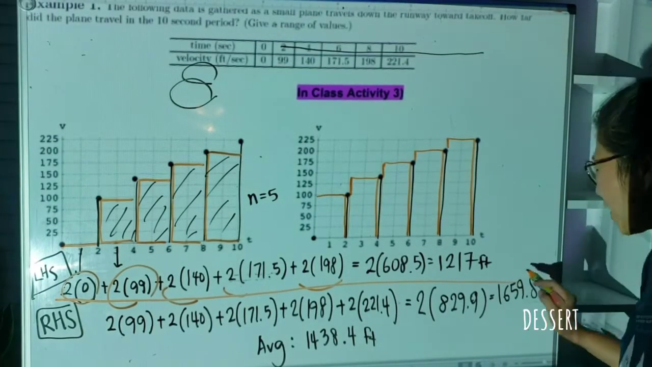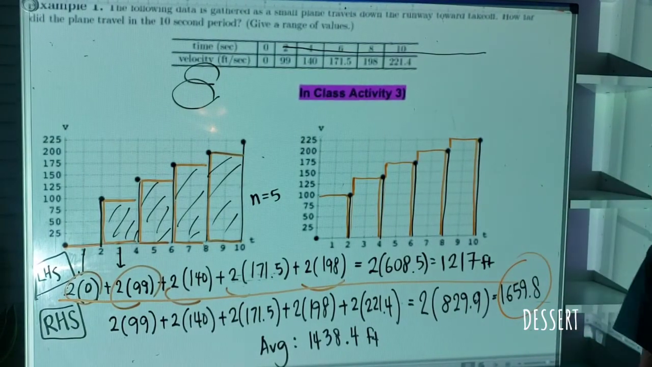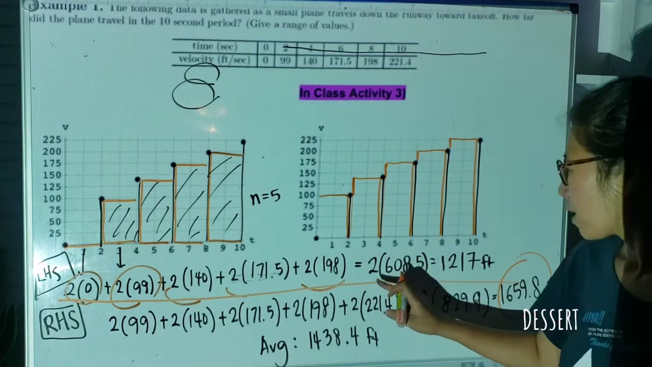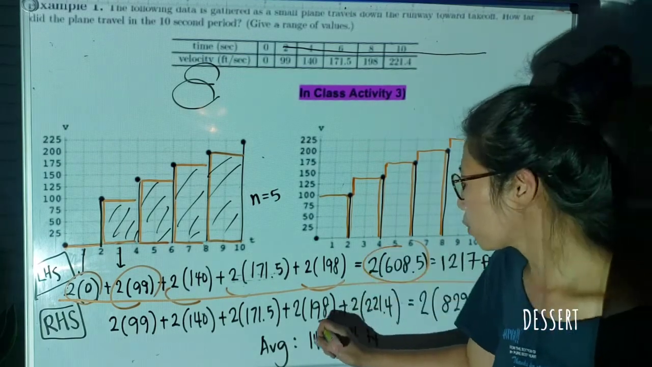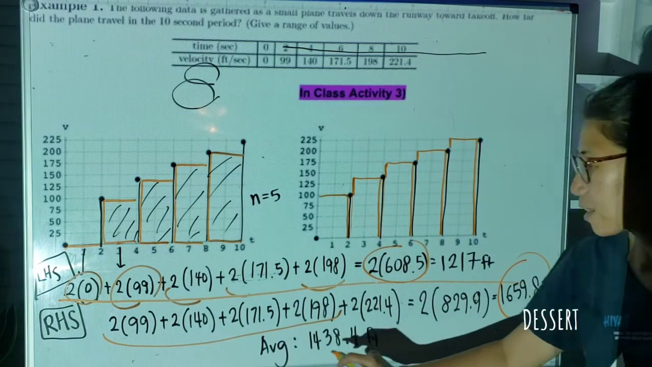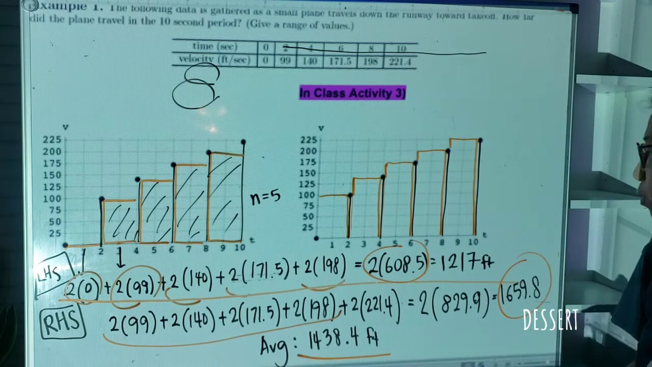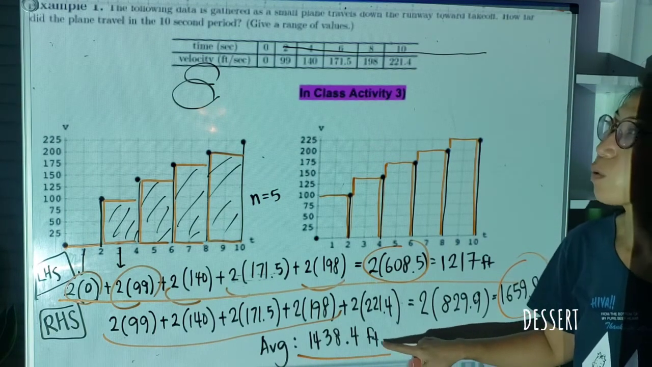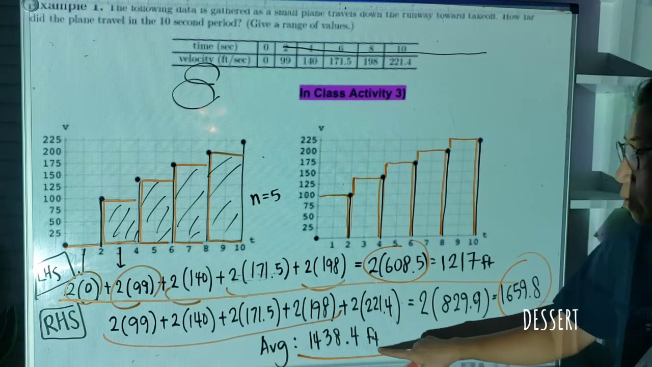Okay, class, did you get 1659.8? Then very good if you got it. If not, just look at my work. I borrowed this number up to here and then I add this part. So that's how I got it. And then I took the average of those two numbers to get my estimation of the total plane traveled.